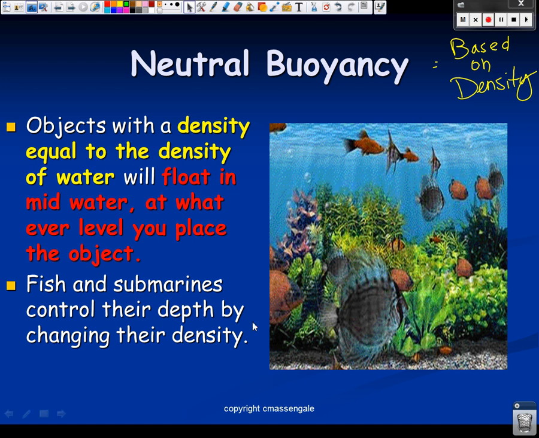Now it says fish and submarines control their depths by changing their density. How would a fish control its density? Very good, an air bladder. What is an air bladder? What does it mean? Okay, so the water comes over the gills, and what does it get out of the water? Oxygen. So it takes that oxygen and pumps it into an air bladder. What happens if the fish wants to go to the surface? What does it have to do with that air bladder?